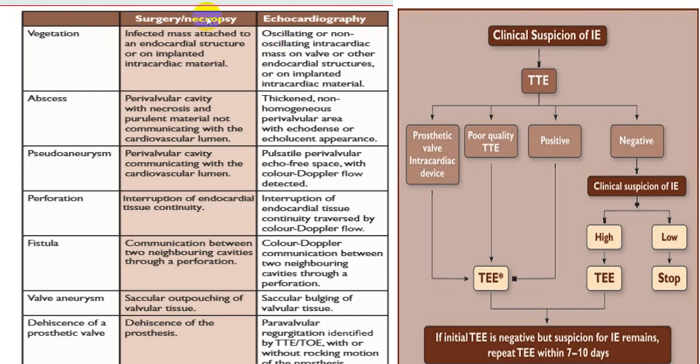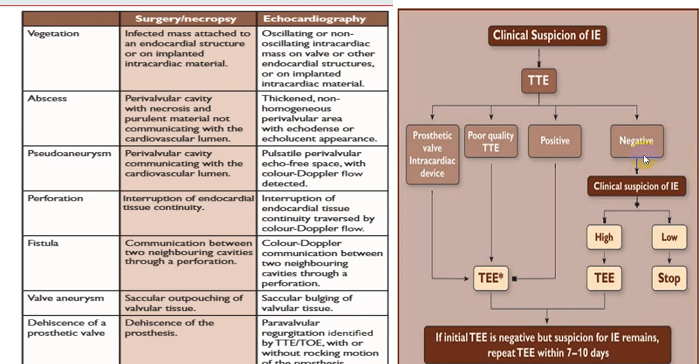Now on surgery or on echocardiography, what are the criteria which are given here? Vegetation, abscess, pseudoaneurysm, perforation, fistula, valvular aneurysm formation, dehiscence. If you demonstrate this, it was taken as a positive criteria. So in a clinically suspected infective endocarditis, you can go for the transthoracic echo or a transesophageal echo. And depending upon that, what are the echocardiography findings, you label them into different groups.